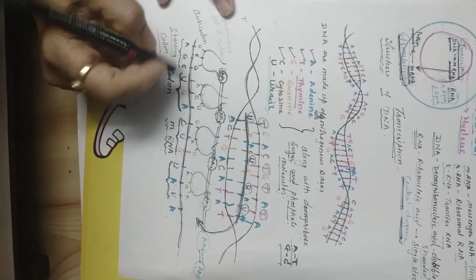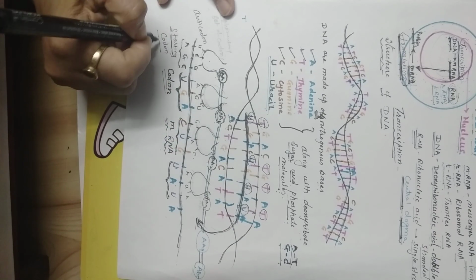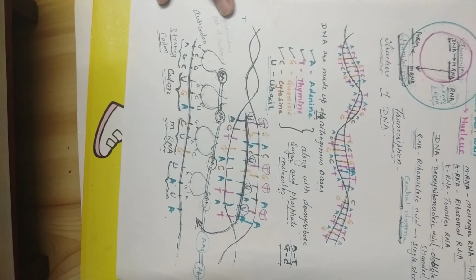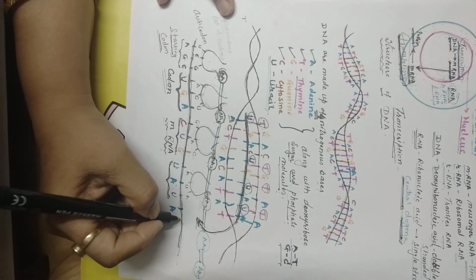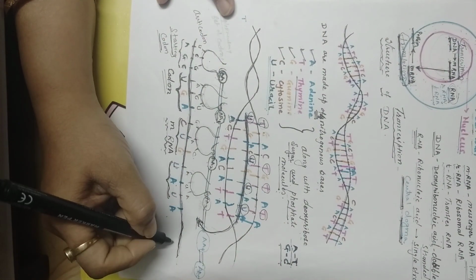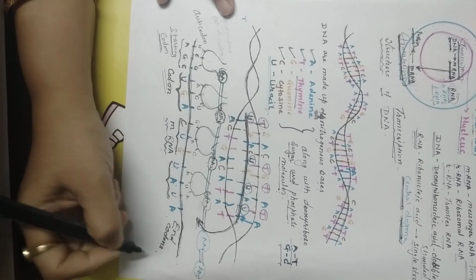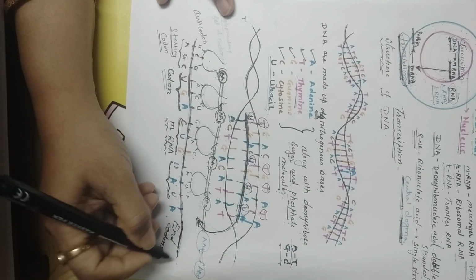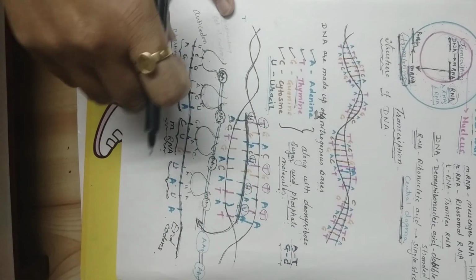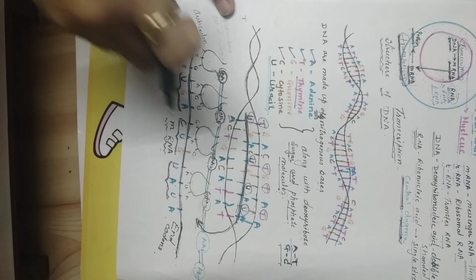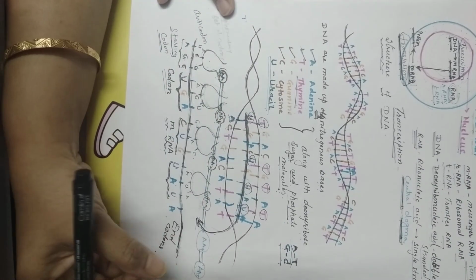And at the end codons are there. So wherever starting codons are there, protein synthesis starts, and at end codons it will stop. In this way protein synthesis takes place.